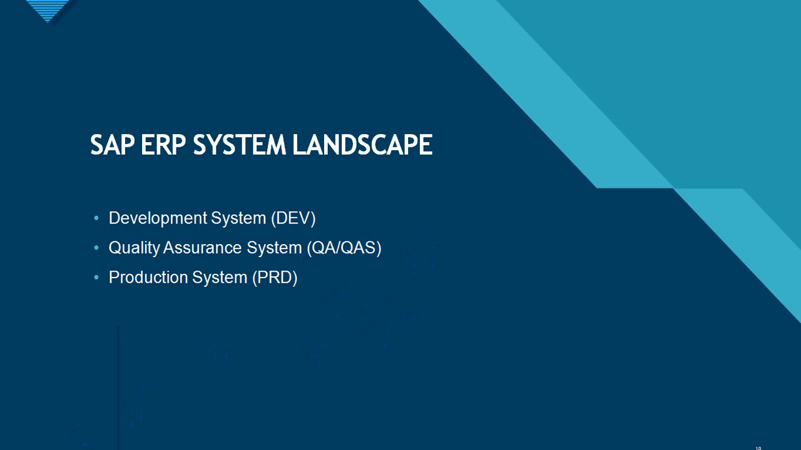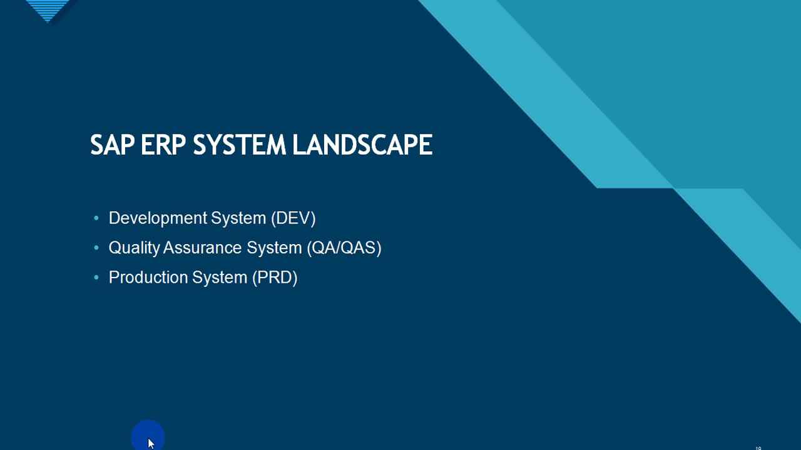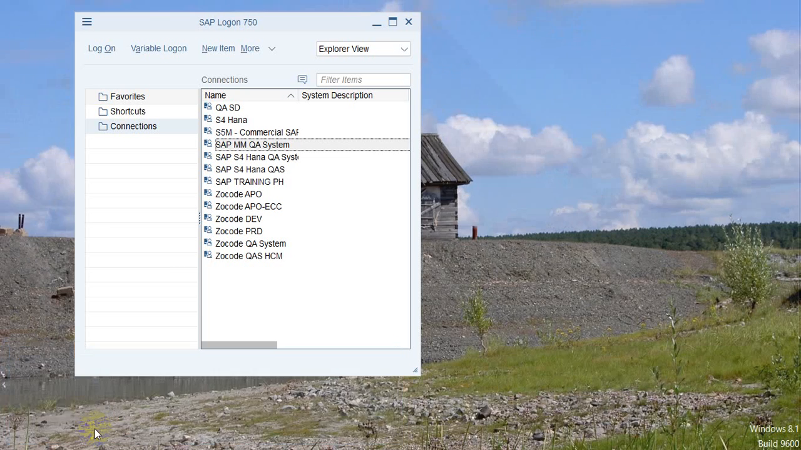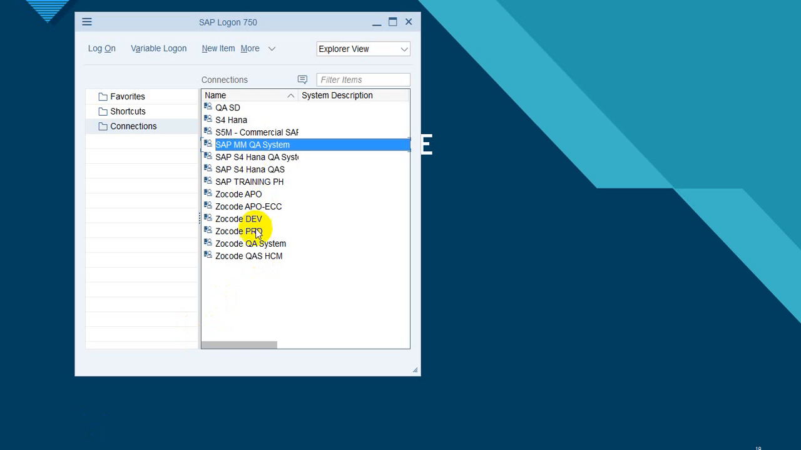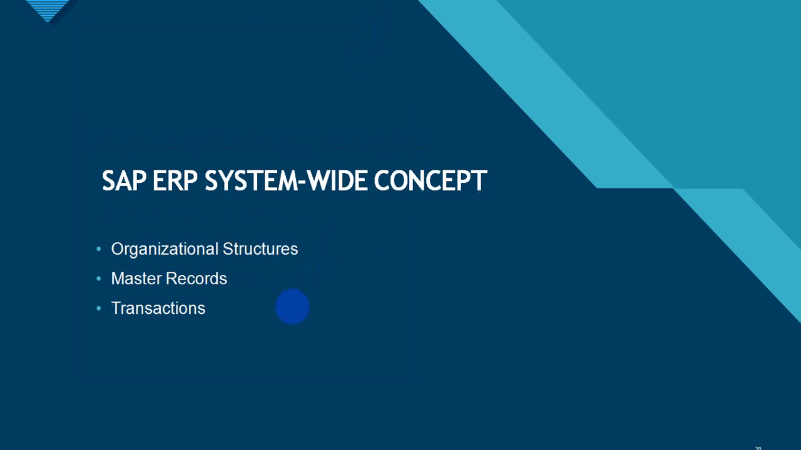Let me show you how it looks like. Now these are different systems. So you see Zocode development system, Zocode production system, Zocode quality assurance system. All of them are systems that you can log on to, but they are set up differently based on the purpose of the system. So that's what I mean by the system landscape. Sometimes you also have sandbox.